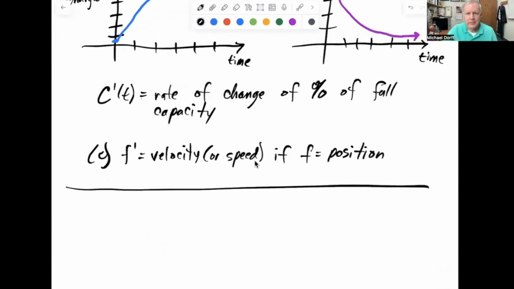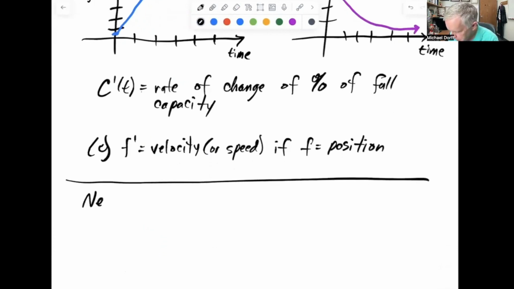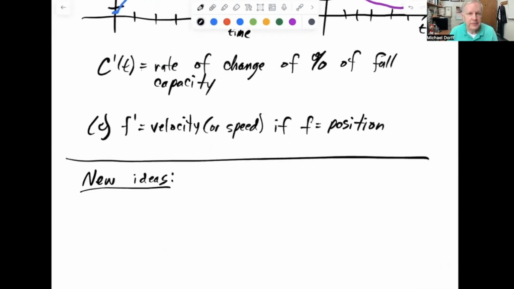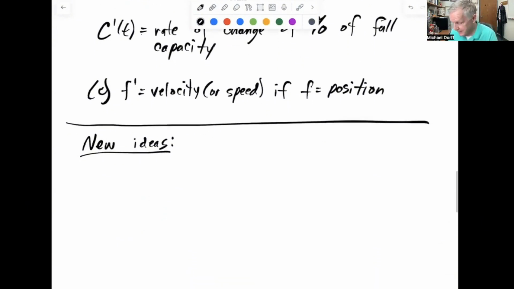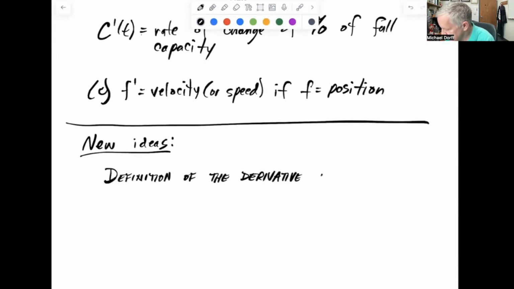That's a recap of things that we have talked about so far. So what's new? New ideas here. Well, as we just mentioned, we talked about the derivative of a function at a point. Well, we could change this derivative so it doesn't have to be just at a particular point, but it could be the derivative for any value in the domain of the function. And this is what we're going to get. We're going to get the definition of the derivative of a function f.